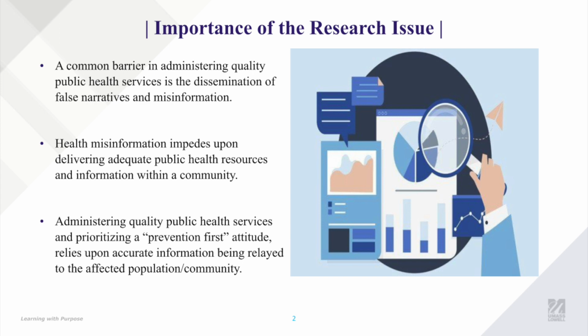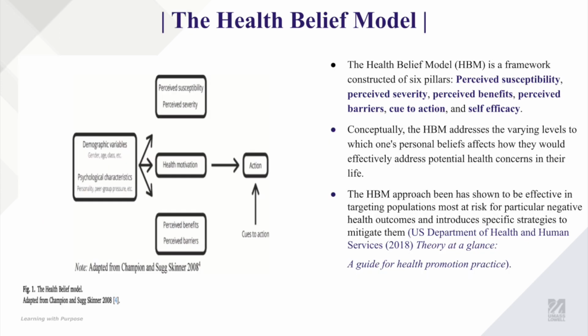Administering quality public health services and prioritizing a prevention-first attitude relies upon accurate information being relayed to the affected population or community. Ultimately, delivering quality and accurate information on a health burden is many times the difference in prevention and/or a cure. The health belief model was initially developed around the 1950s by a group of public health social psychologists.